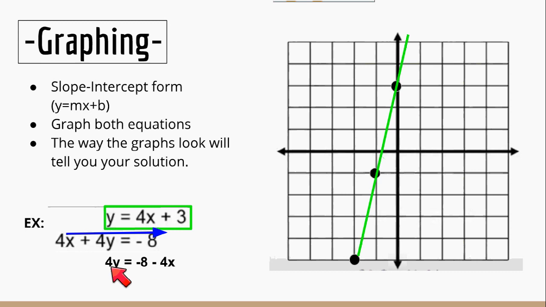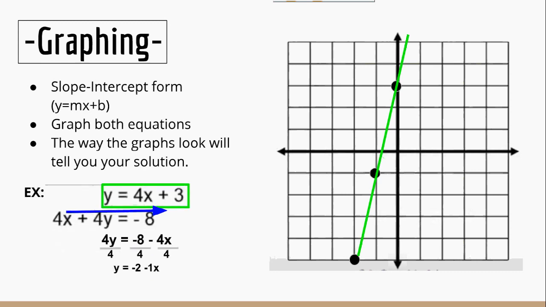From there, we need to get rid of the 4 that's with the y. We're going to do that by dividing. So I've divided everything by 4 to get y by itself. And that's left me with y equals negative 8 divided by 4 is negative 2, and negative 4 divided by 4 is negative 1, and we keep our x. Our last thing that we're going to do is switch those two numbers around to get it in slope-intercept form, which leaves us with y equals negative 1x minus 2, and then finally we're going to graph those points.